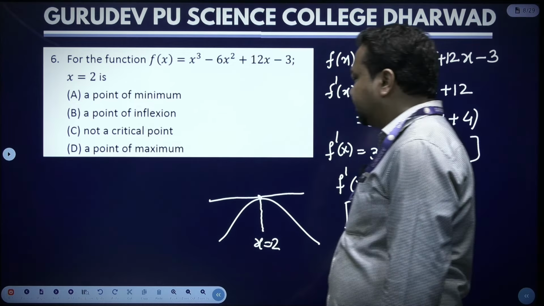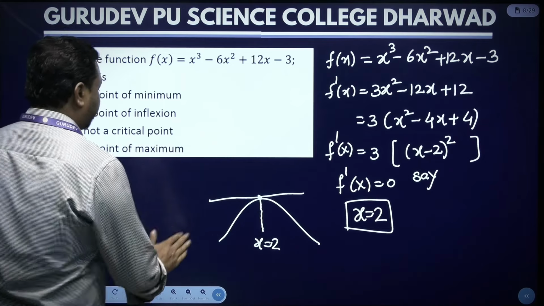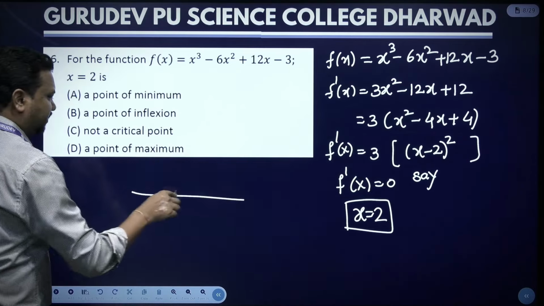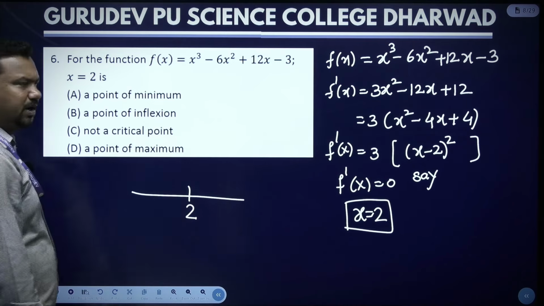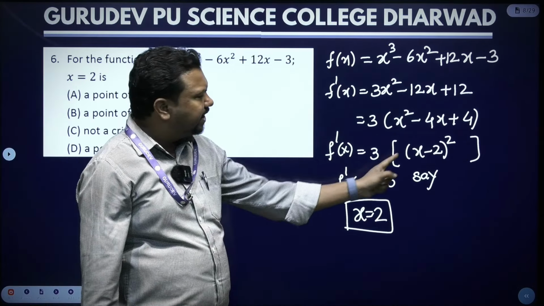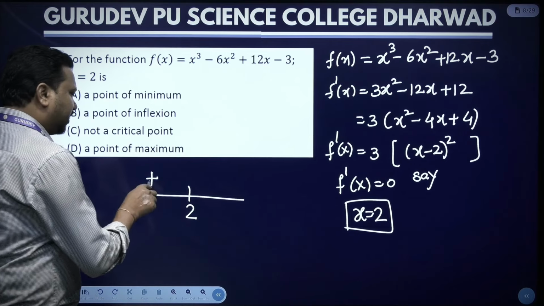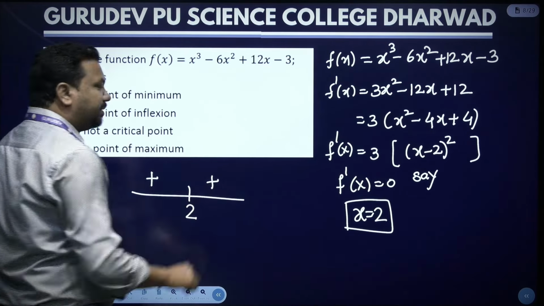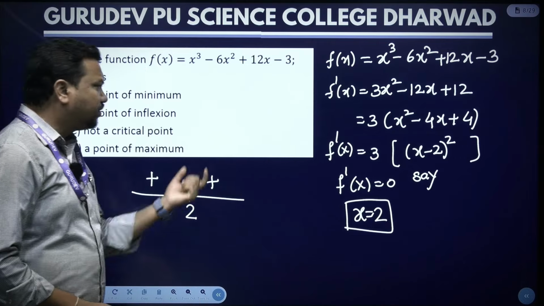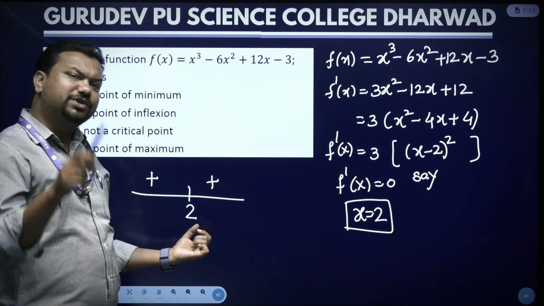Either it is increasing or it is decreasing. How can you say that it is a point of inflection? Let me consider this. You are going to divide the interval with respect to 2. f dash of x is 3 times x minus 2 square. Left of 2 the value is positive, right of 2 the value is positive. In applications of derivatives, when f dash of x equal to 0, we get critical points. See, 2 is a critical point. I repeat, 2 is a critical point. 2 is a turning point, right?